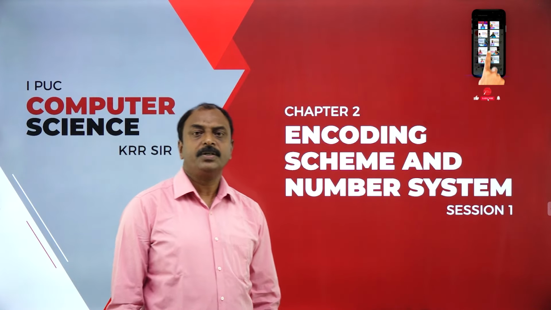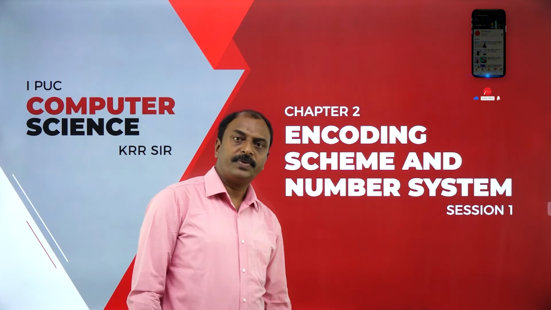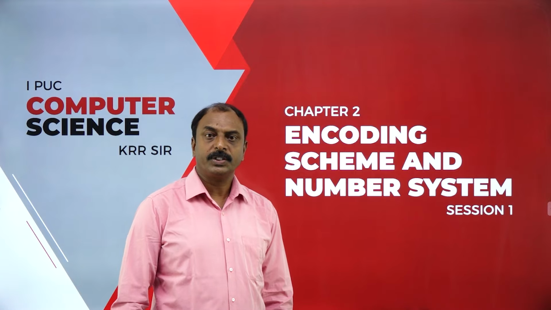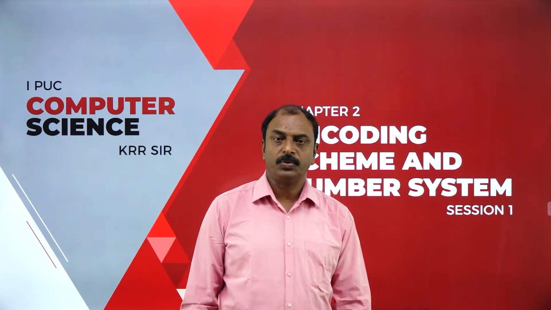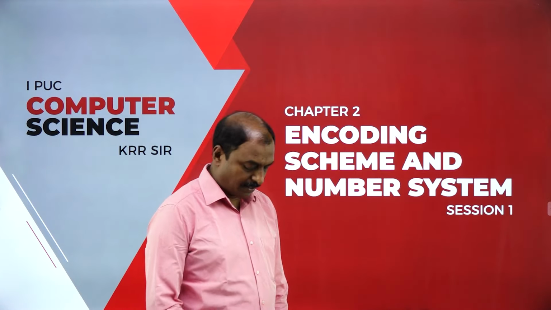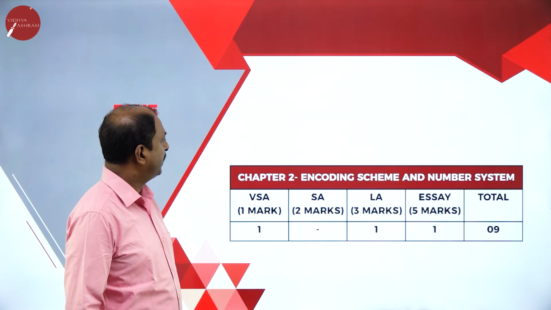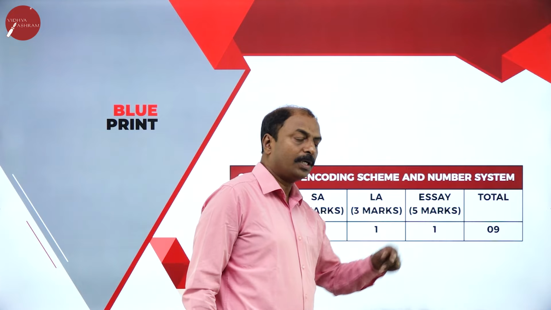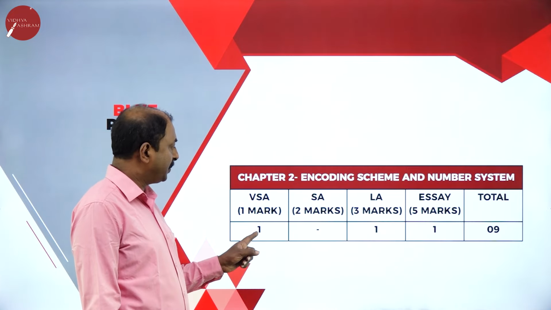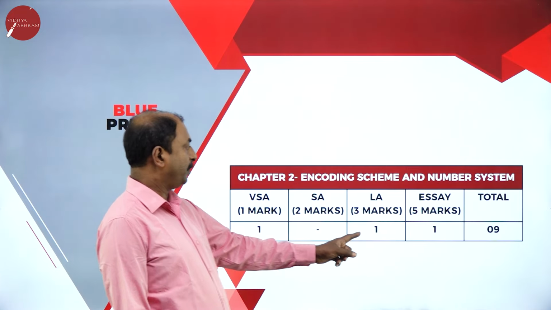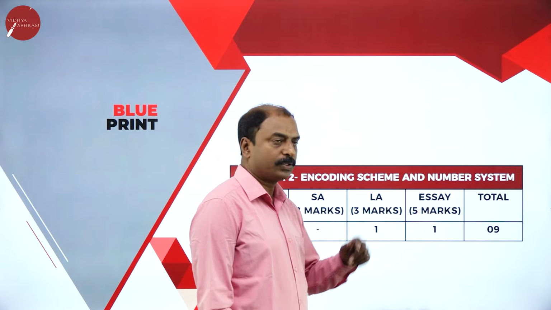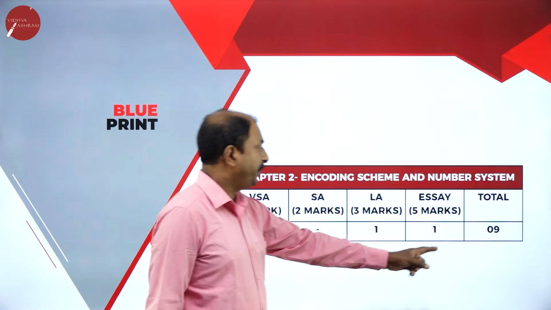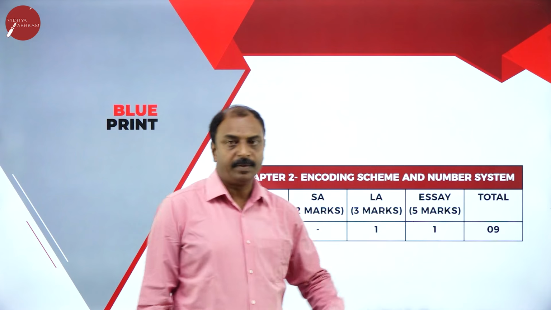So in this chapter, we are going to learn the different number systems and conversion from one number system to another number system. Now, in the next slide, the weightage of the chapter: total weightage is 9 marks. Here, 1 MCQ, 1 3-mark question and 1 5-mark question. So, the total weightage of the chapter is 9 marks.